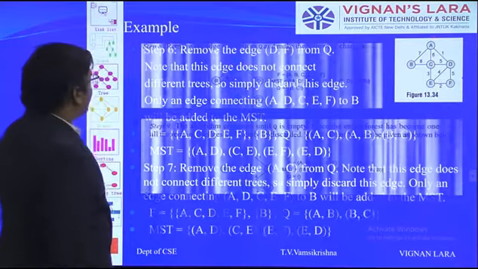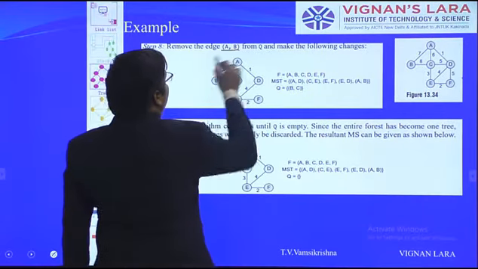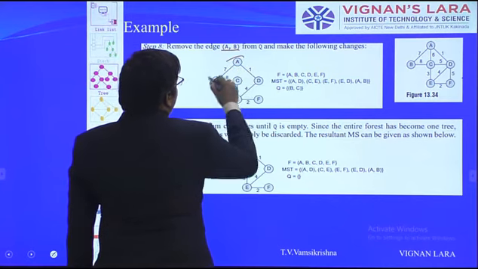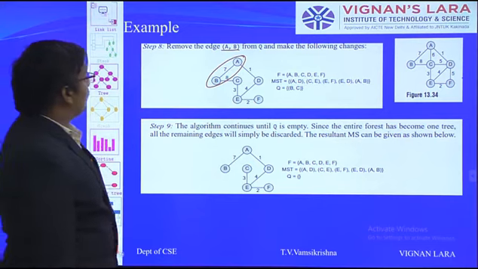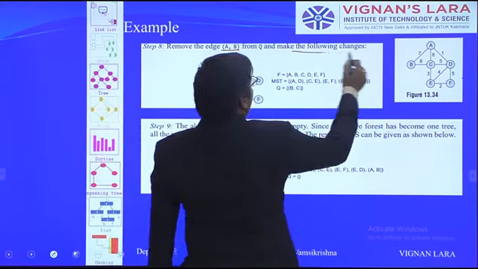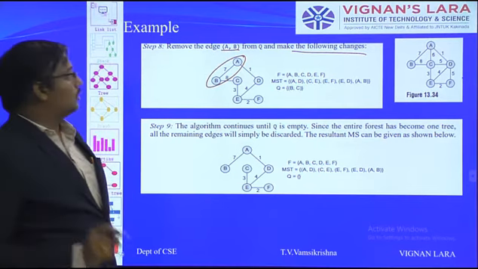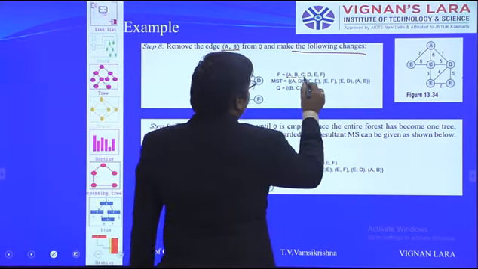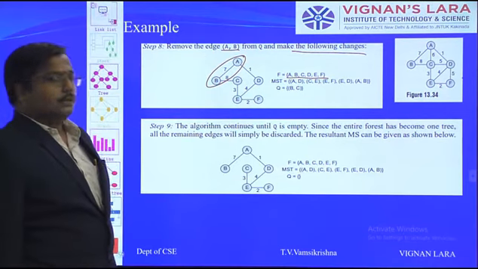Next, finally, whenever we are selecting A comma B, yes, A comma B is selected, so make the following changes. It makes one particular component, means A, B, C, D, E, F. Right.